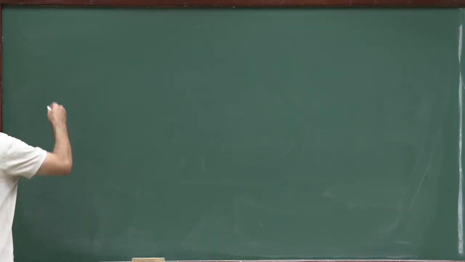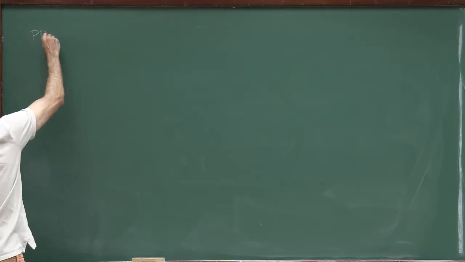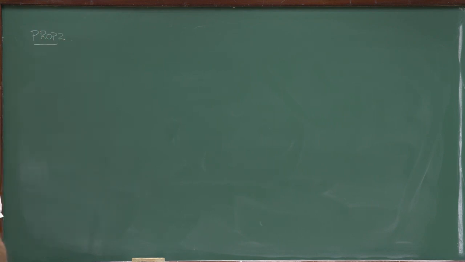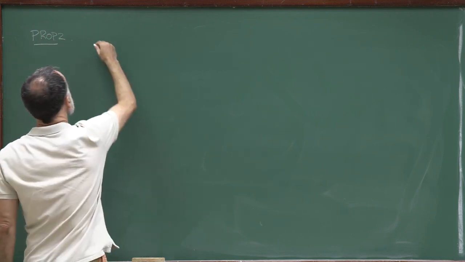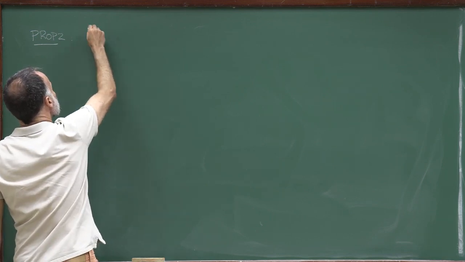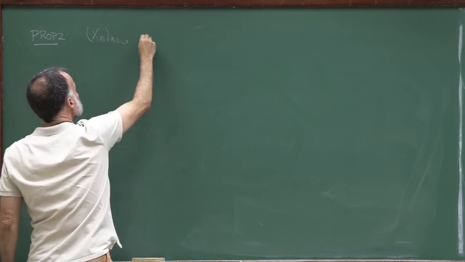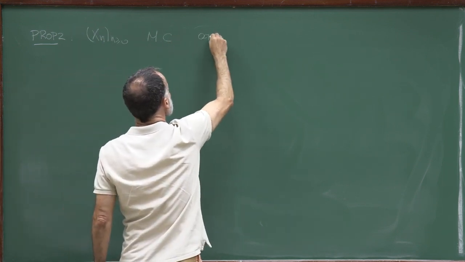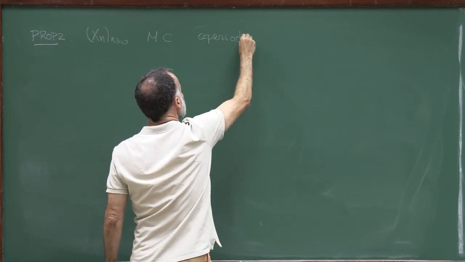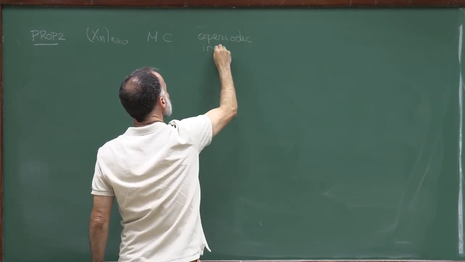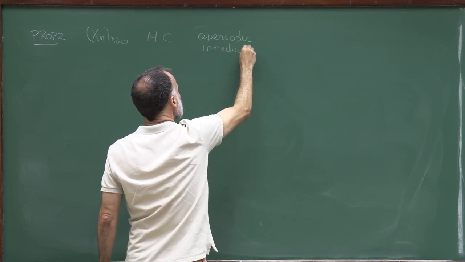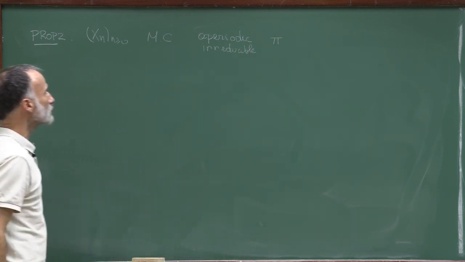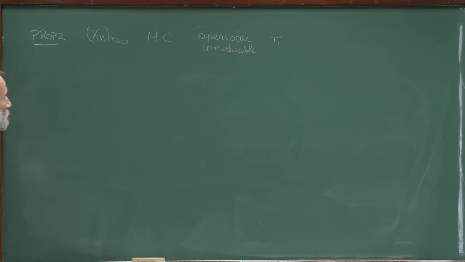Now, my second proposition concerning total variation distance concerns now Markov chains. So let's say that X_n is a Markov chain, a discrete time Markov chain, which is aperiodic and irreducible. So let me represent by pi the stationary state, so the unique invariant measure for this Markov chain.